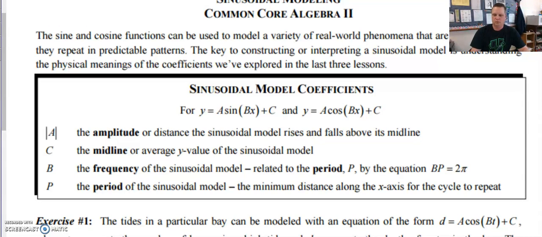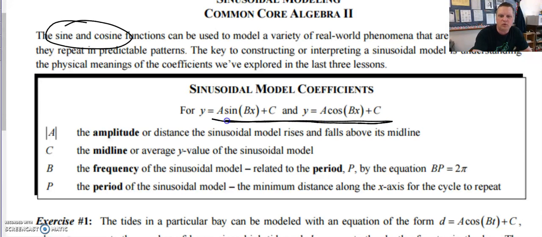Hello everyone, we are in Unit 11 Lesson 9, our review of sine and cosine functions. Those are the only ones that we will need thus far. So we have these equations: a sine(bx + c) and a cosine(bx + c).